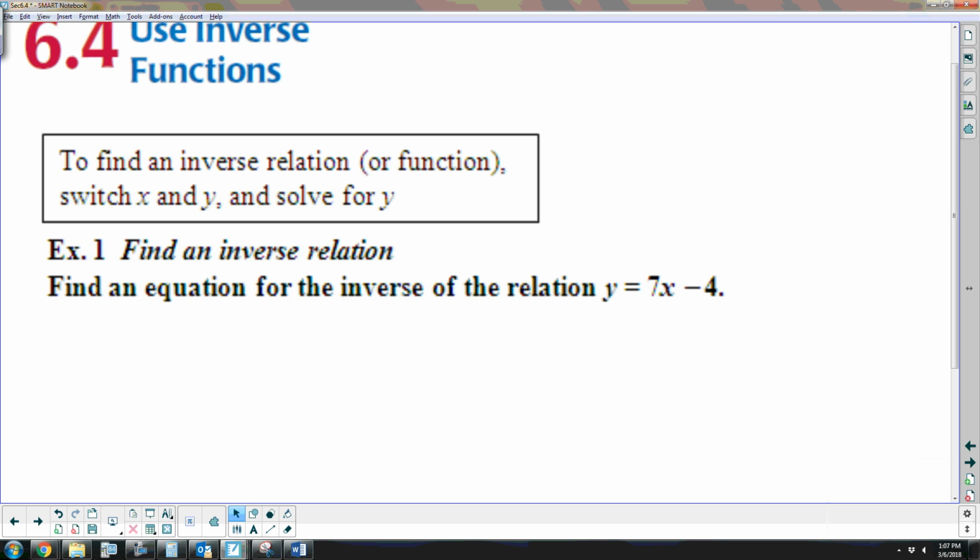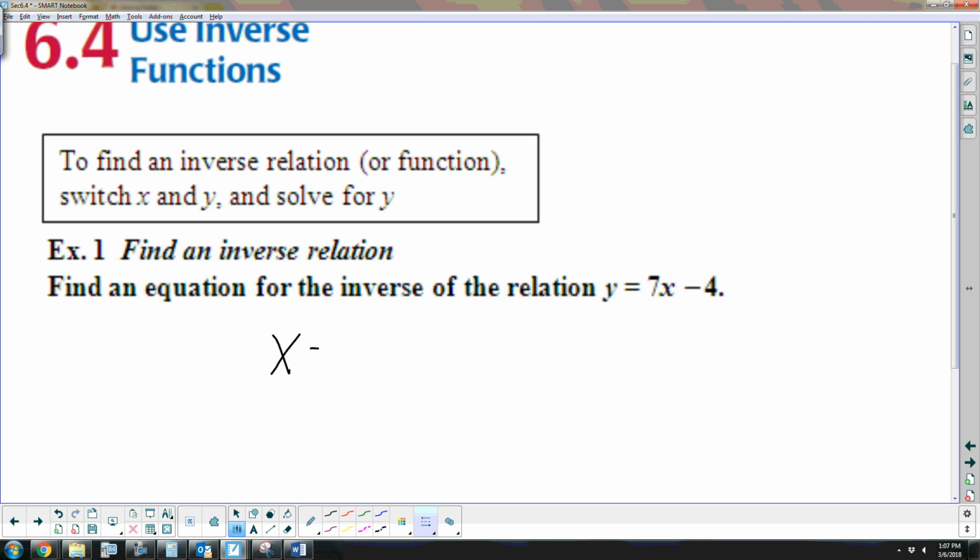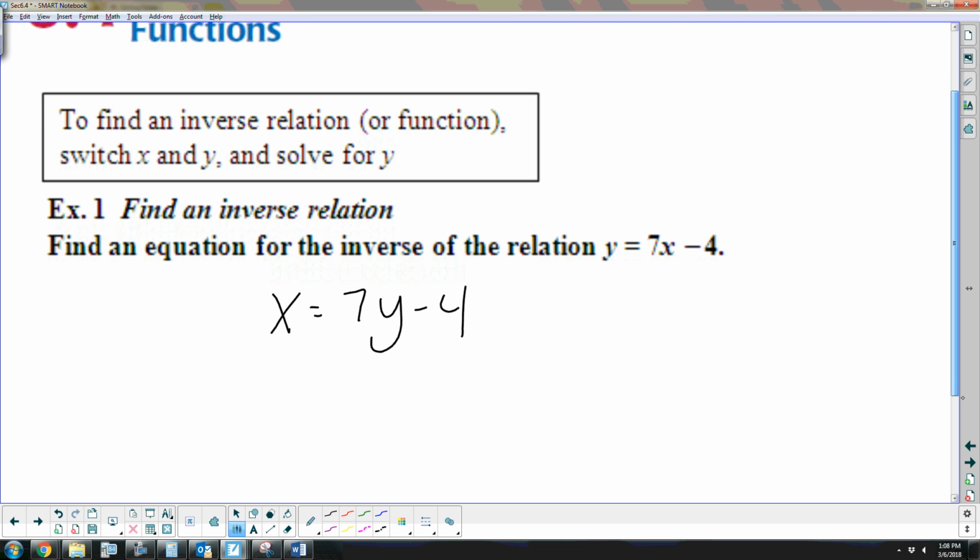So x equals 7y minus 4. So that's our inverse relation. We're switching the input and the outputs. We're switching our x and y. And now we need to put this in standard form in order to solve for y equals something.